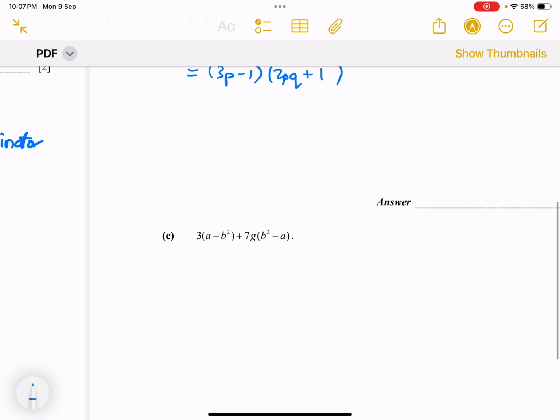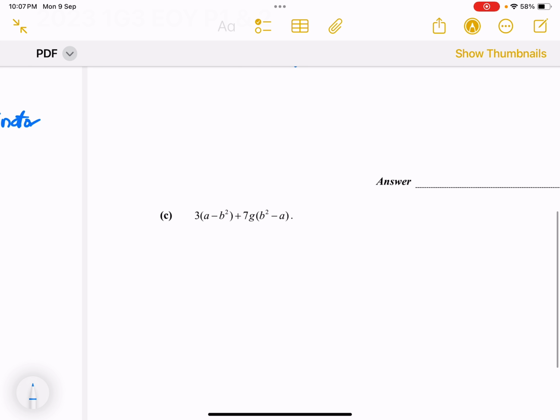Now, remember that when we have a common factor in brackets, it must be exactly the same. But here, it is different. The order is different. So we need to make it into the same order. How do we do that? Very simple. We just simply change the sign in front.